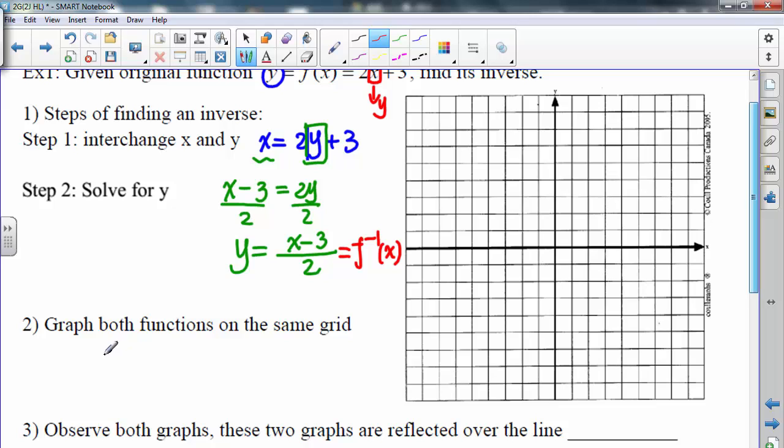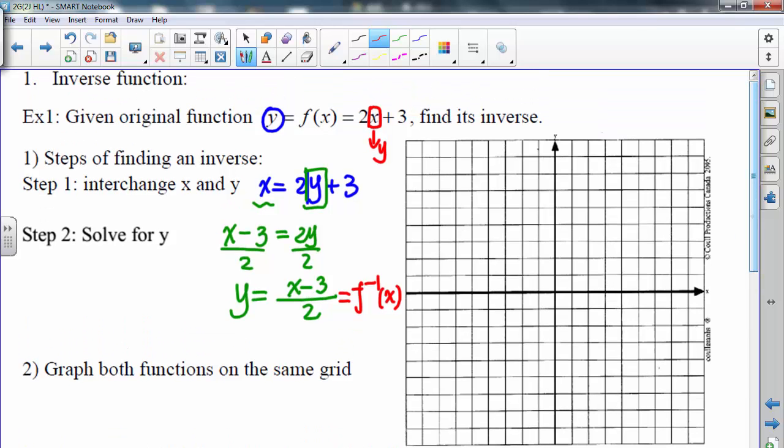Okay, right now our second task is to graph both functions on the same grid. We will see both of these functions are linear functions. So we will use two different methods to graph them. But anyway, we know both of these linear functions have straight lines as their graphs. So let's look at how we can graph the first line.